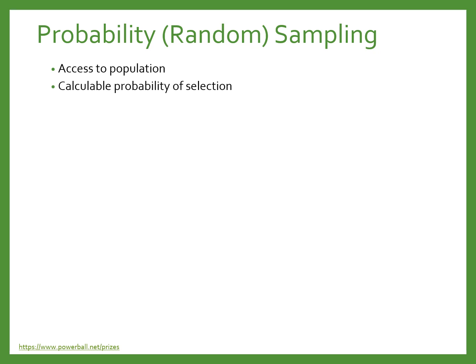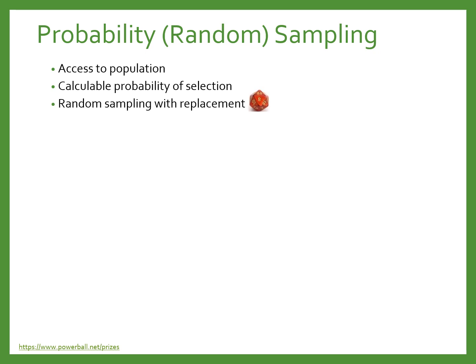Probability or random sampling also gives you a calculable probability of selection. So you could just take 1 divided by the population size and know how likely it is that someone would be selected from that population to be in the sample. So that's why it's called probability sampling, because you can calculate the probability of a selection.